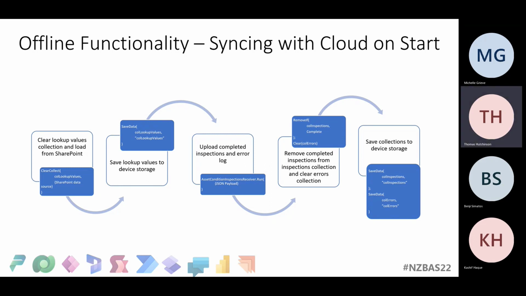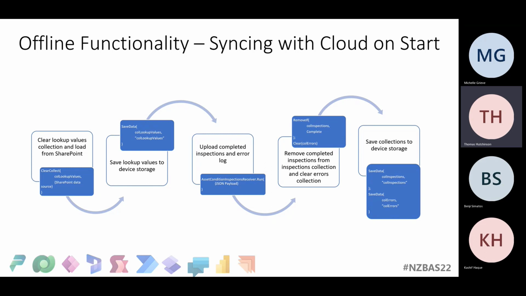There's the inspection objects themselves. Any that have been completed will get uploaded to the cloud. And then I've got an errors object, which I think is pretty new functionality. There's an app on error, so you can catch any unhandled errors. Just in case something's going wrong when they're offline, I'm capturing those and feeding them back into the cloud. So this is how I do it.